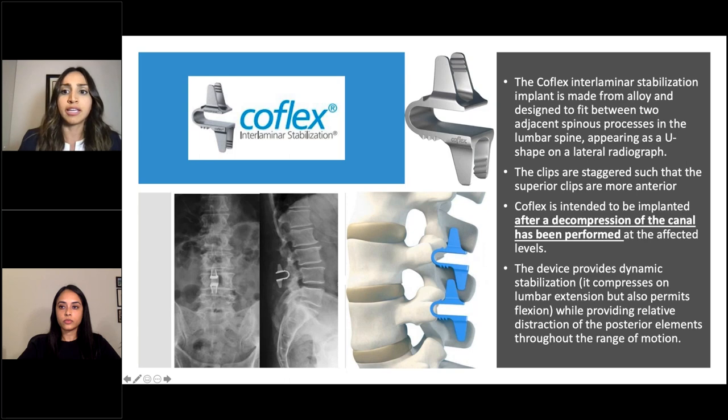So the Coflex interlaminar stabilization implant is another type of minimally invasive treatment option. It is made from titanium alloy and designed to fit between two adjacent spinous processes in the lumbar spine. It appears as a U-shape on lateral radiograph, as you can see below in the bottom left. The clips are staggered such that the superior clips are more anterior. It's intended to be implanted after decompression of the canal has been performed at the affected levels. The device provides dynamic stabilization as it compresses on lumbar extension, but also permits flexion while providing relative distraction of the posterior elements throughout the range of motion.